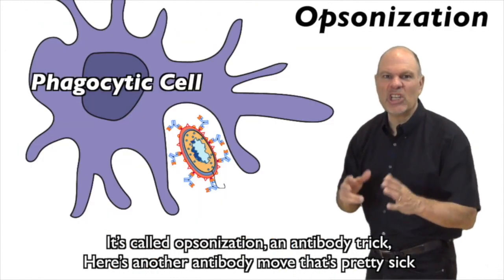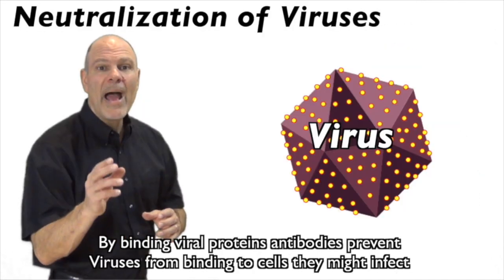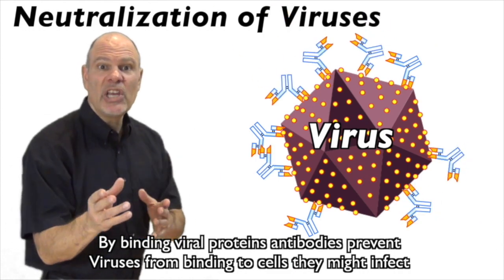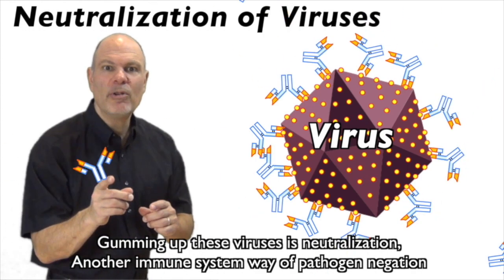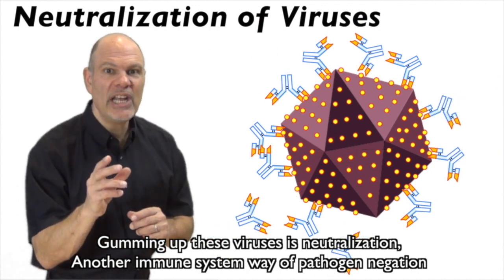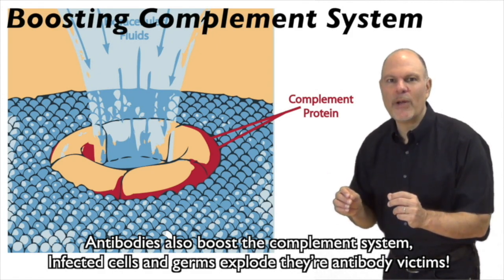It's called opsonization, an antibody trick. Here's another antibody move that's pretty sick. By binding viral proteins, antibodies prevent viruses from binding to cells they might affect. Gumming up these viruses is neutralization, another immune system way of pathogen negation. Antibodies also boost the complement system. Infected cells and germs explode, their antibody victims.